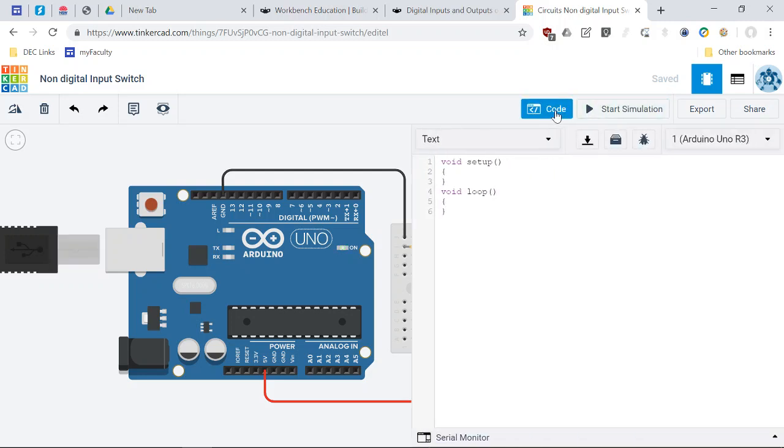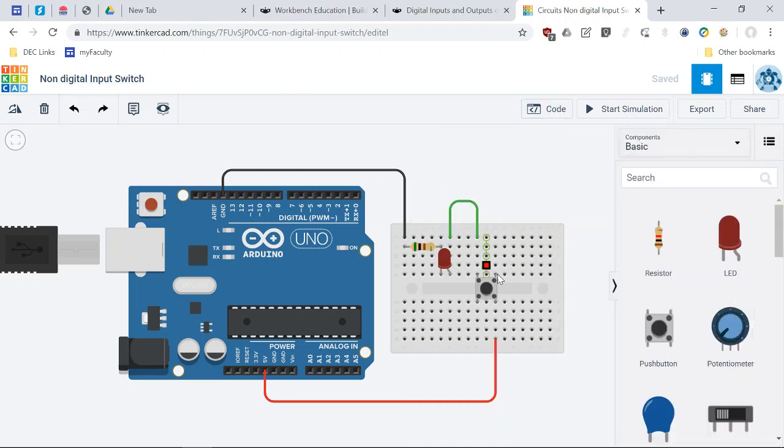Interestingly, if you have a look at the code for this circuit, you can see it's completely empty. And so for that reason, it is not a digital input. The switch in this particular instance is a simple electronic component.